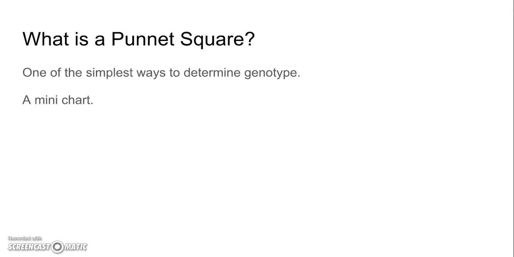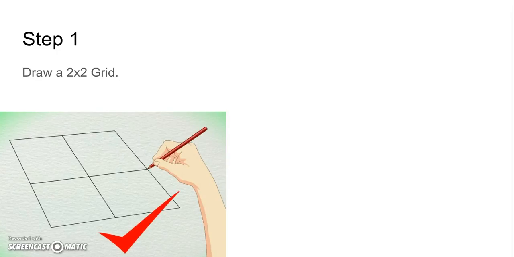Now, to create a Punnett Square, you have to draw a 2x2 grid. That's only the first step, so bear with me here. This is the easiest part so far.